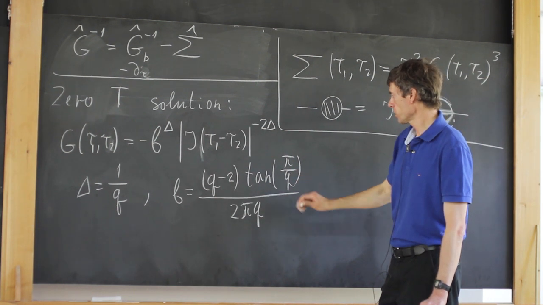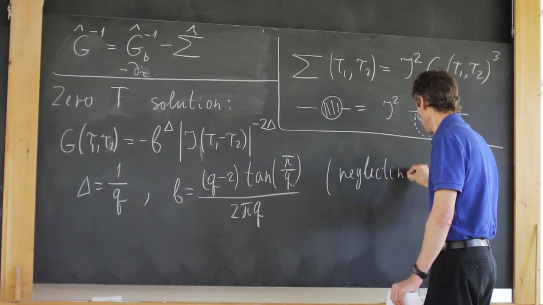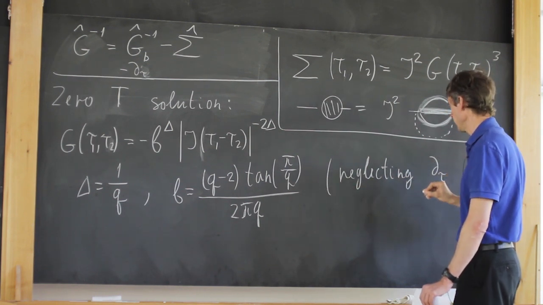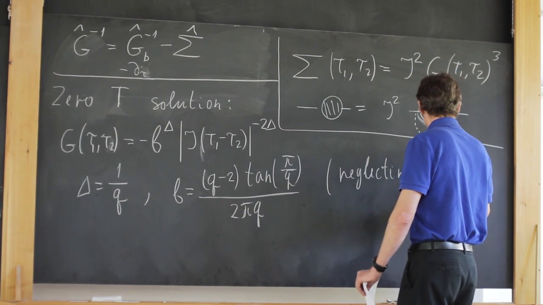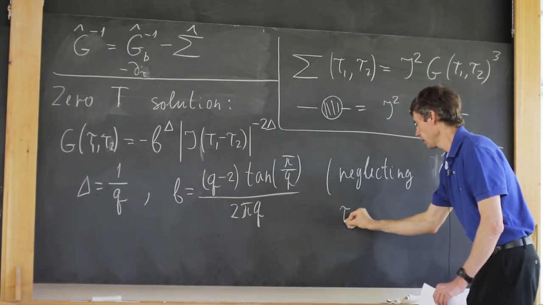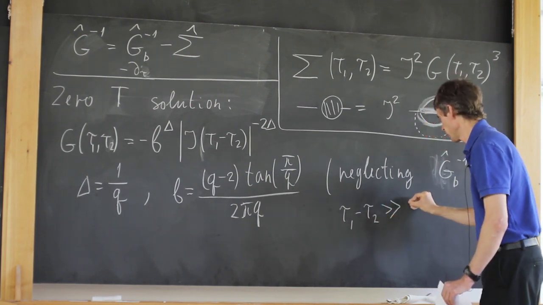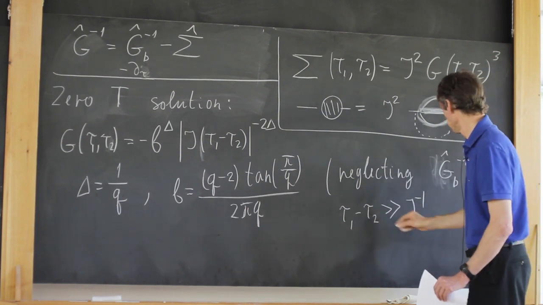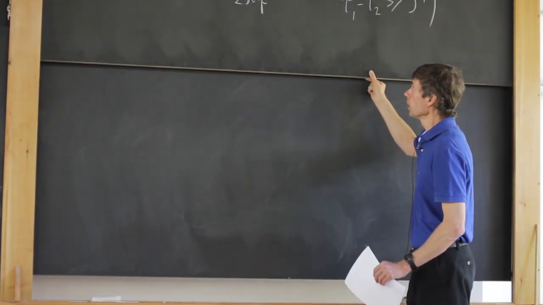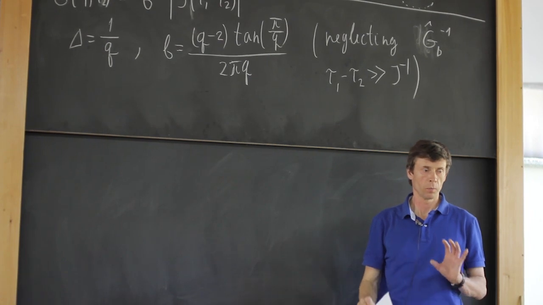Okay. So this is neglecting d tau, and assuming that tau 1 minus tau 2 is much greater than J to the minus 1. Later, I'll show you the finite temperature solution. But now, let's focus on powers of N.